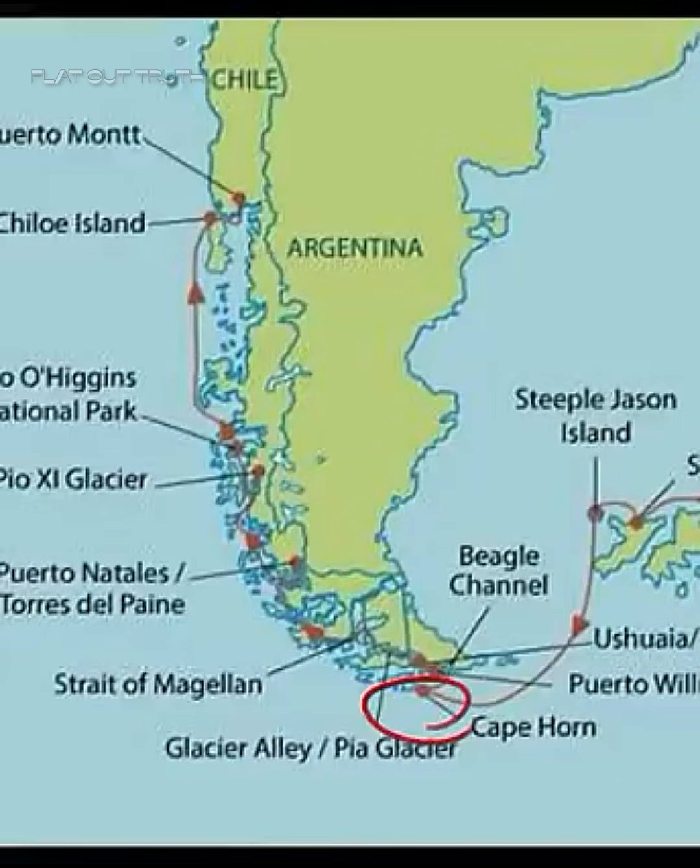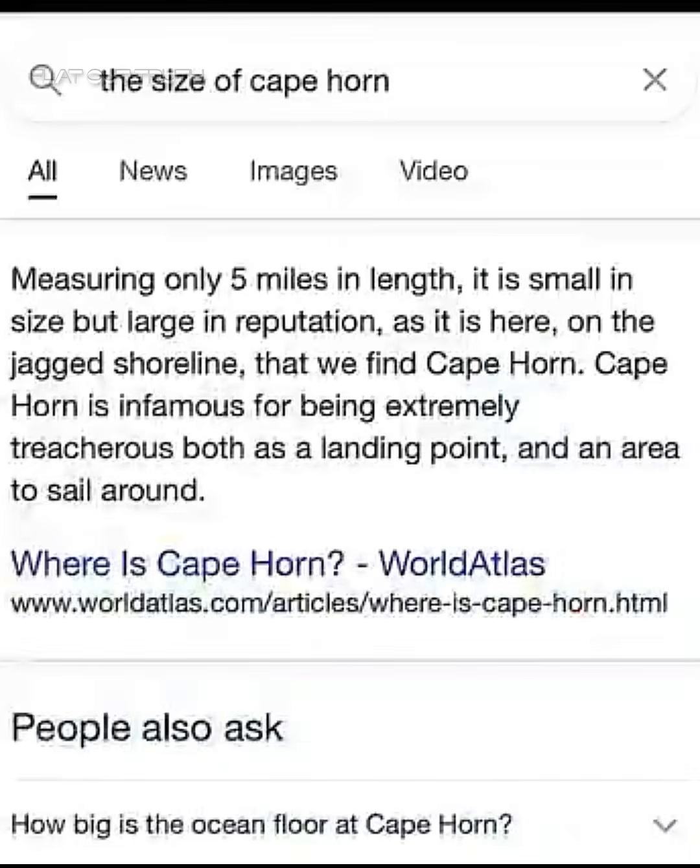Now, let's take Cape Horn, for example. Measuring only 5 miles in length, it is small in size but large in reputation. Okay, so Cape Horn is 5 miles in size. So if you're driving down the road from the human perspective, you can only see about 3 miles to the horizon. You can't see anything past that. And that's a proven fact.